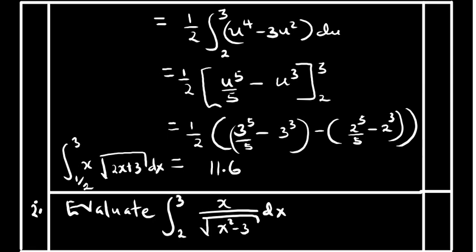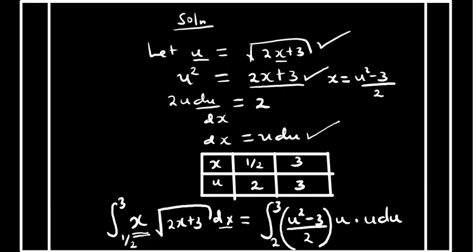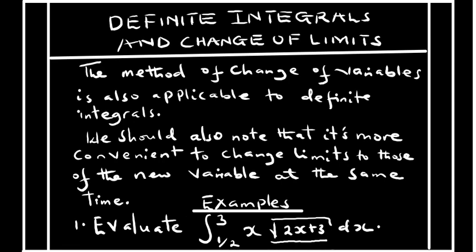In fact, before we look at this, I should remind you guys that when you get back to question 1 that we just had, someone would as well let u to be 2x plus 3 instead of taking the entire square root. At the end of the day, the answers will still be the same. Of course, when you change the limits they will be a little bit different, but at the end of it all, after substituting, the answer will still be 11.6.